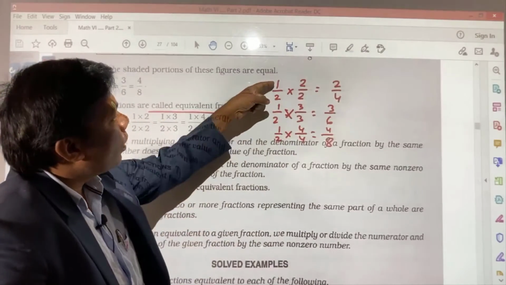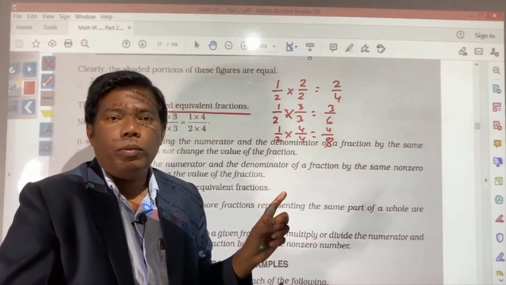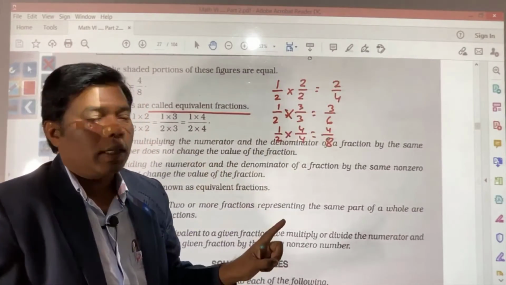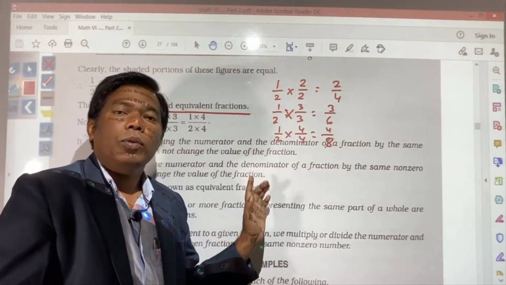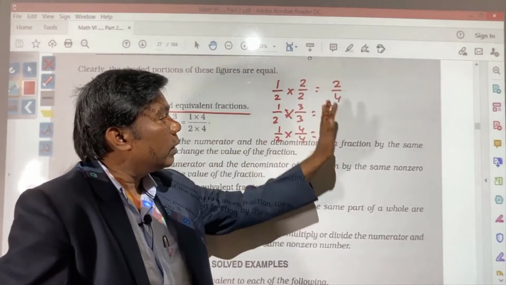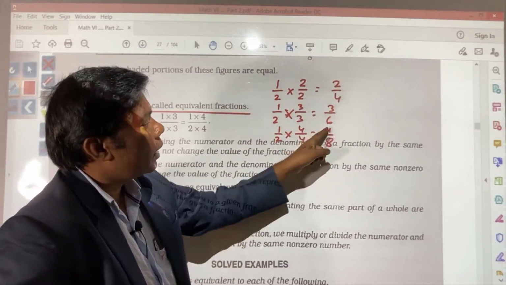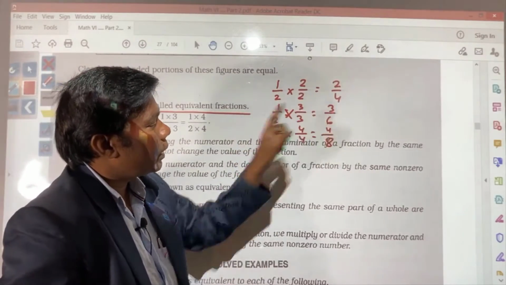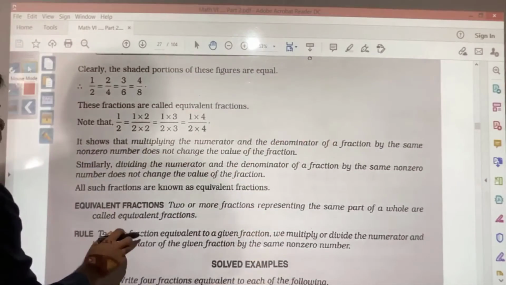It means that whether you write 1 by 2 or 2 by 4, both are equal. If you write 1 by 2 or 3 by 6, both are equal. If you write 1 by 2 or 4 by 8, again both are equal. That does not change the value of the number. It does not mean that 1 by 2 is lesser than 4 by 8, or that 1 by 2 is lesser than 3 by 6. These are all equal.